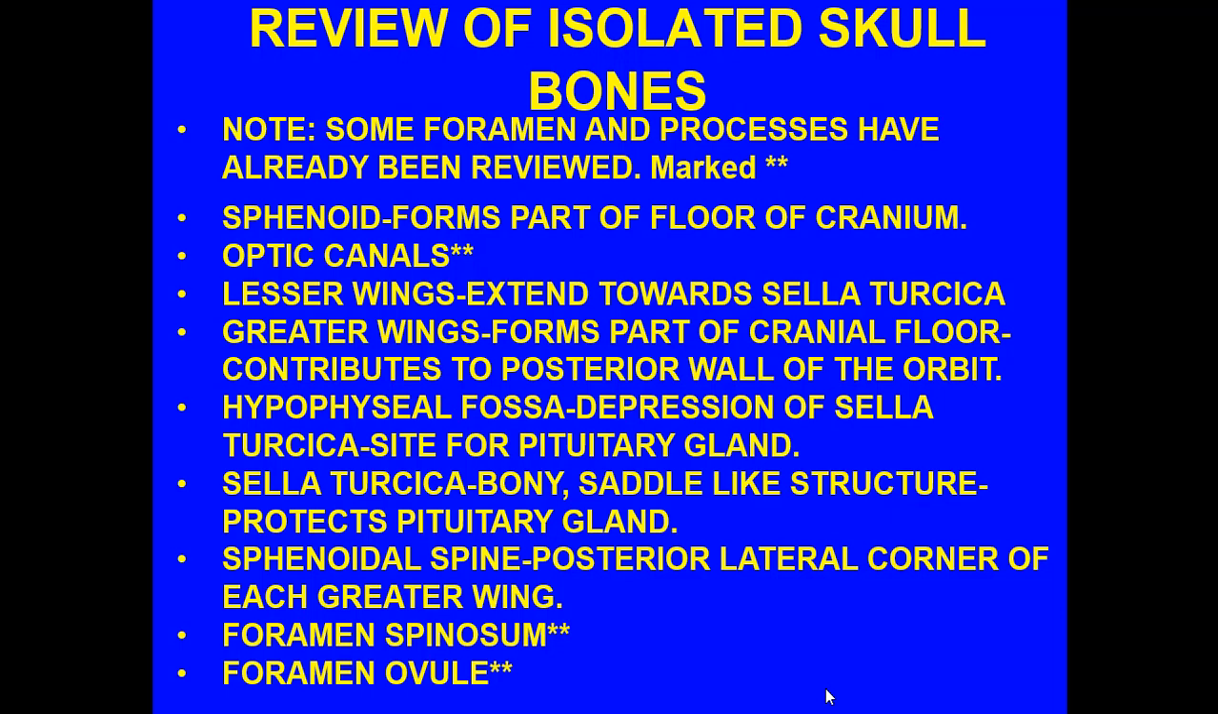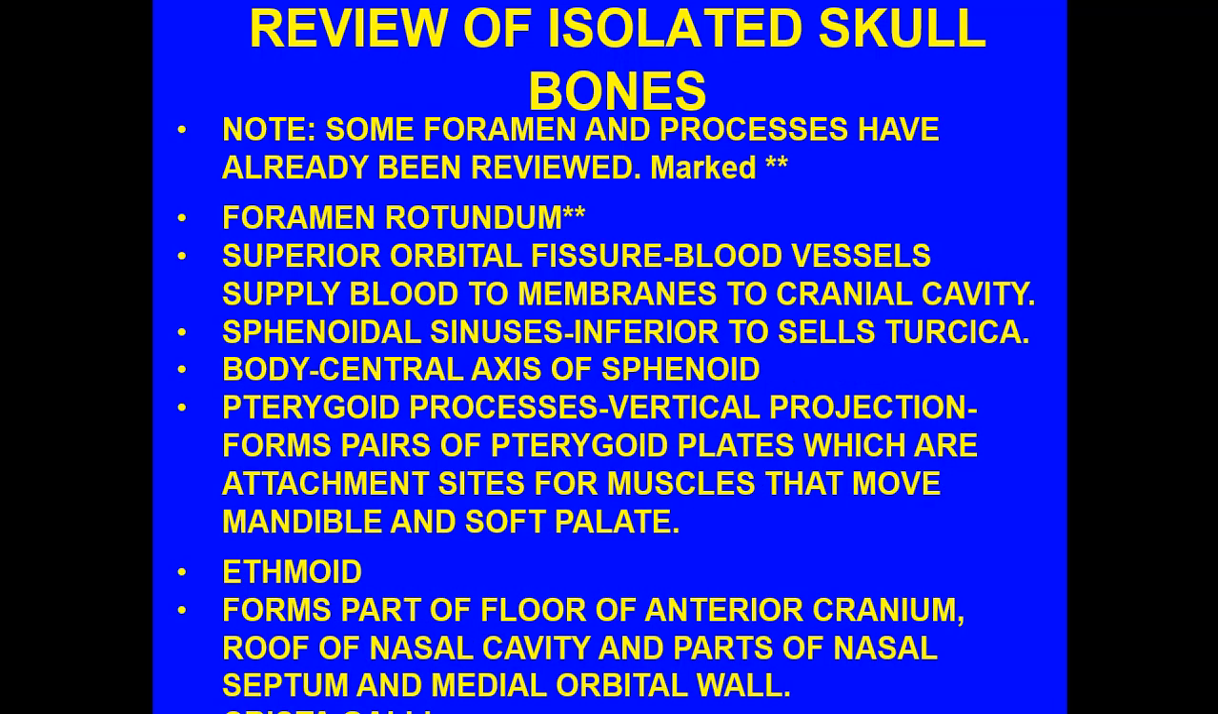We've already talked about the foramen spinosum and the ovale, and also the foramen rotundum. We also have the superior orbital fissure. This is a site where you're going to have blood vessels that supply blood to the membranes of the cranial cavity. We have the sphenoidal sinuses, which are inferior to the sella turcica.